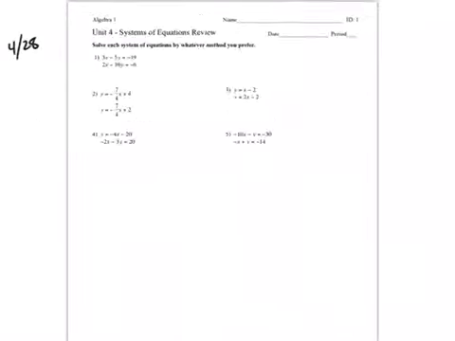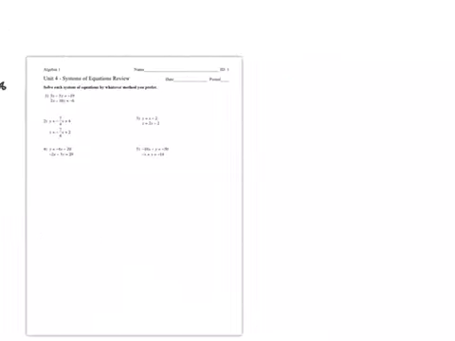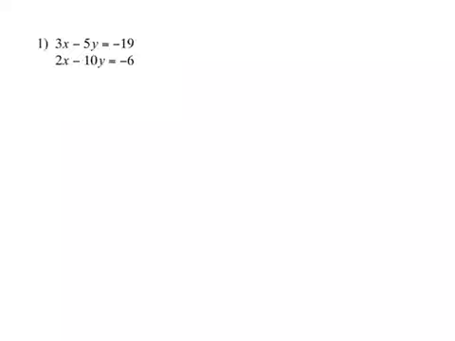So the first thing we'll do is try and solve number 1. Since we're solving the system by whatever method we prefer, we have to figure out what method we might prefer for solving the system of equations given in problem number 1. To do that, I have to figure out what methods I have available to me.